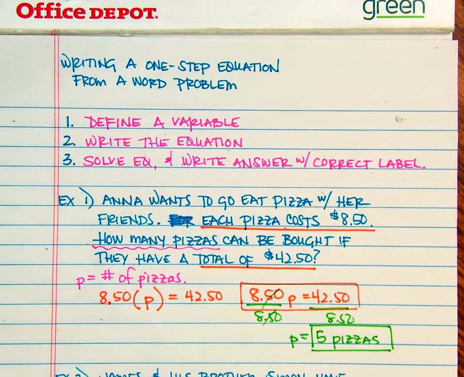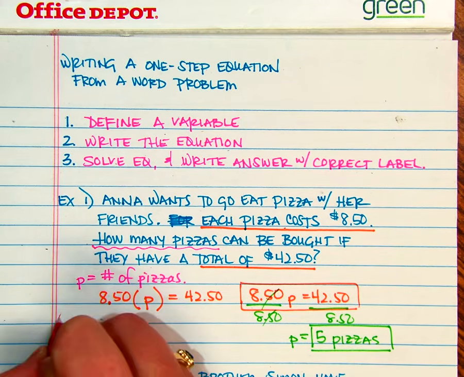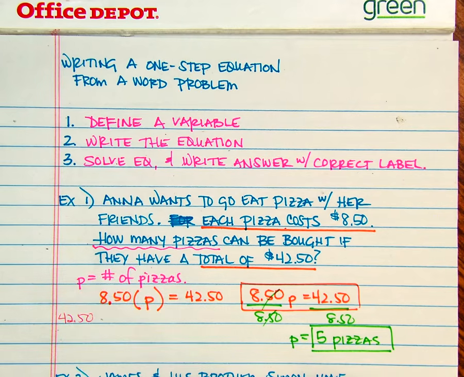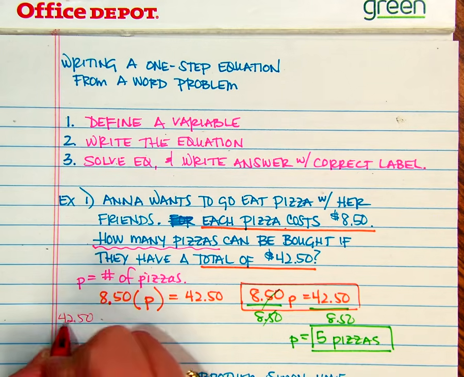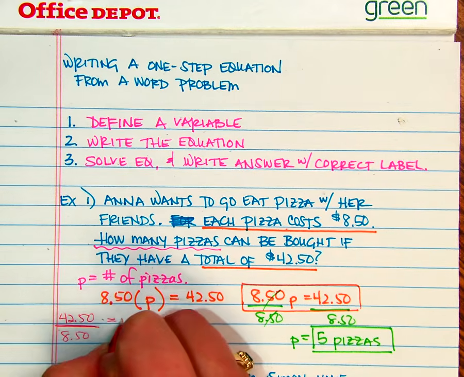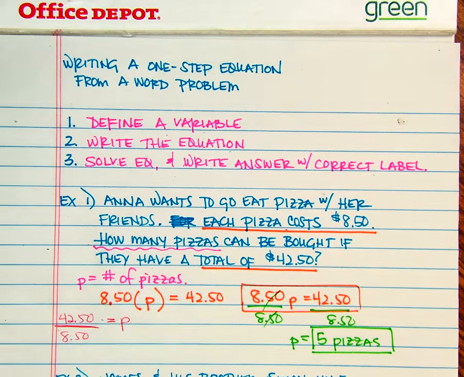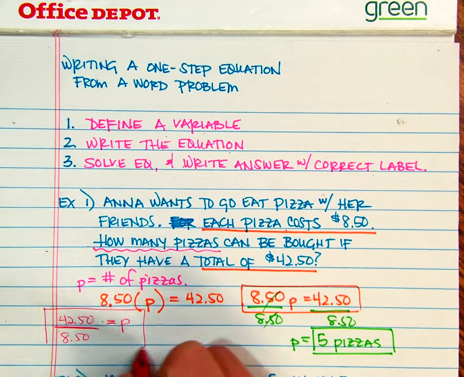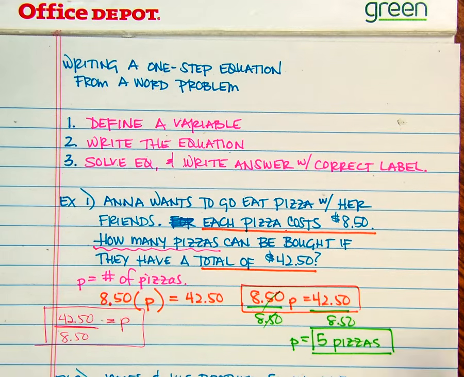Now, you may have looked at this a little bit differently. I'm going to grab a different pen. Okay, so you may have thought, well, if I only have $42.50, and I know that they are $8.50 a piece, or each, then I could divide it and figure out the number of pizzas. So whether you wrote this equation or this equation, it would not matter. Okay?